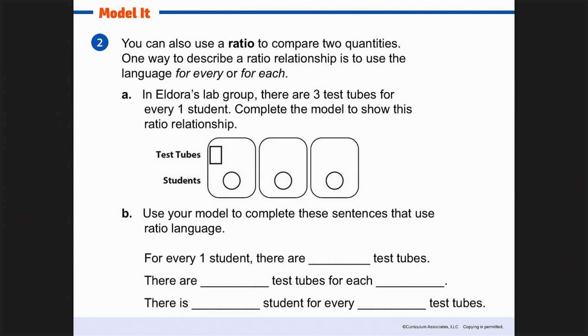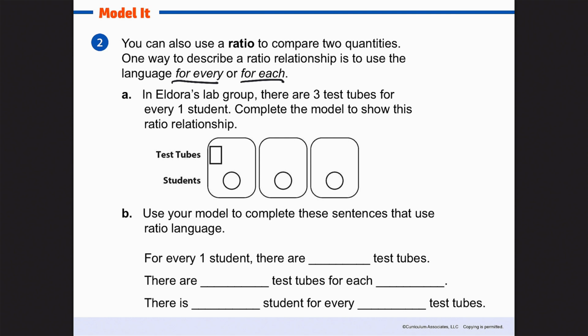Okay, and looking at this same thing is we can use a ratio to compare 2 quantities. One way to describe a ratio relationship is to use the language for every or for each, like we did earlier on. We were talking about the mittens and the game controllers, okay?